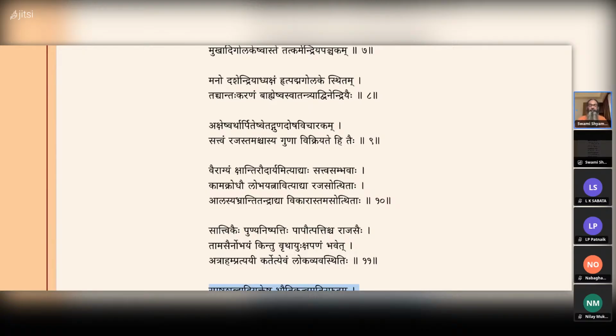Akshesu arthapiteshu etad guna dosha vicharakam. Now, what is the role of the mind vis-a-vis the eyes and the ears and the nose and the tongue? So what happens is that there is a lovely looking cake and a child goes there and opens the refrigerator. There is a cake on the top layer and the child pulls it out. And then what happens? It touches, it's very soft, very beautiful smell. Then it bites. The taste is also reasonably good. But the smell, there is some problem. The baby doesn't like it.